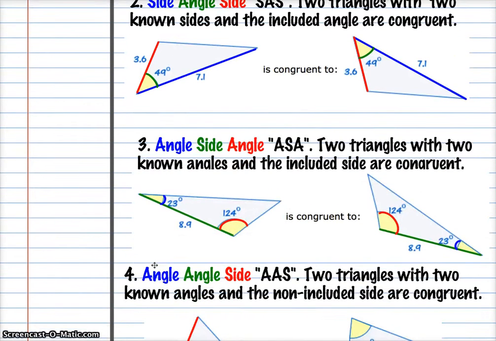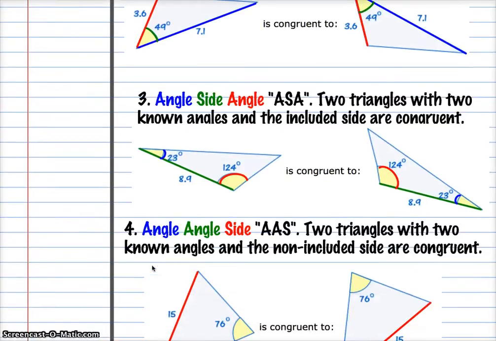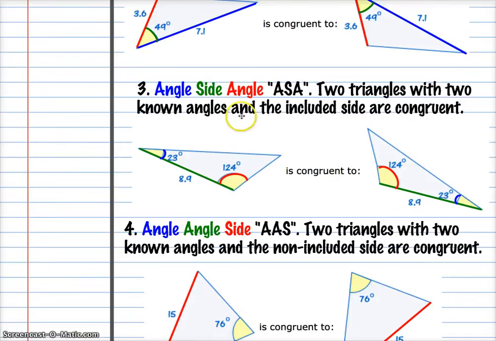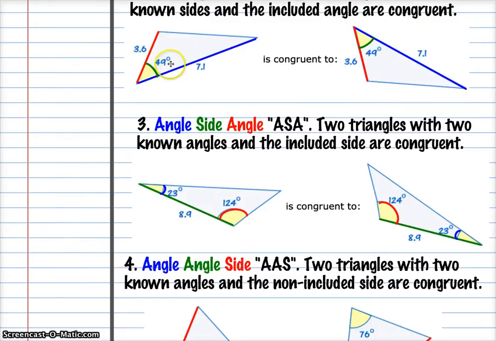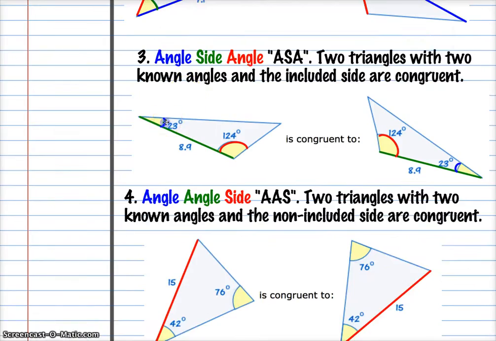3, angle side angle. So angle side angle is 2 triangles with 2 known angles and the included side length. This is just like the last one, but we kind of switched places with the angles and sides. So these 2 angles are equal, the included side length is equal. Those are all congruent: 124 and 124, 23 and 23, and the 8.9 in between. Those 2 are now congruent.